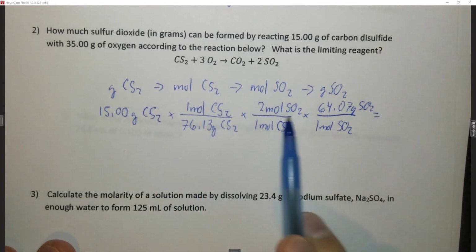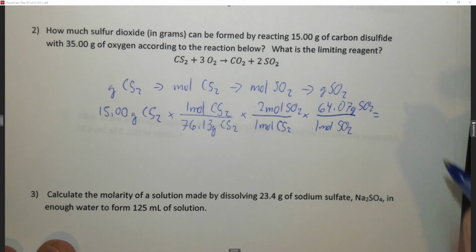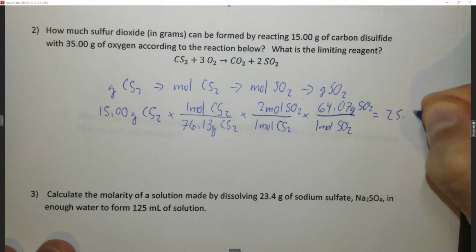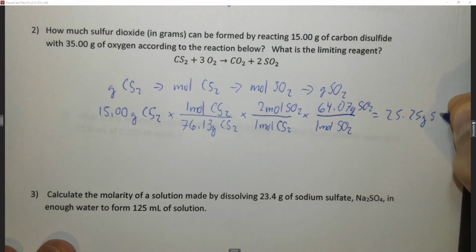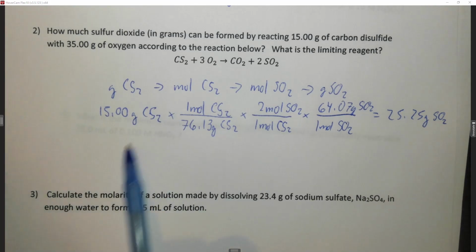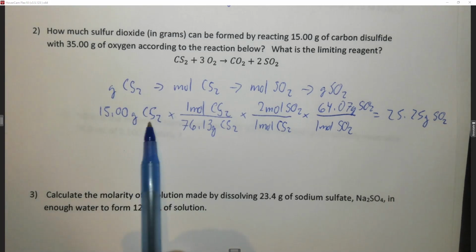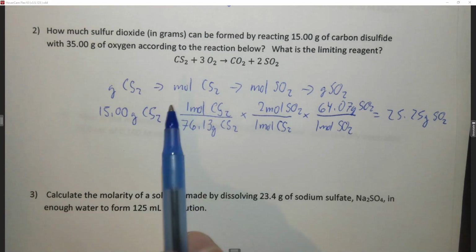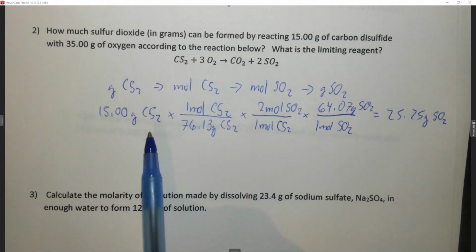Multiply by the top, divide by the bottom, multiply by the top, divide by the bottom. Repeat until you get to the end, and we get 25.25 grams of SO2 when we use all of our CS2. Well, now we need to see if this runs out first. And the best way to see if this runs out first is to figure out how much SO2 we can make with all of our O2.